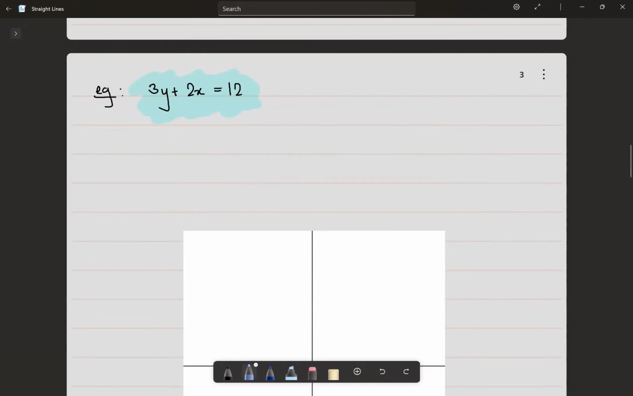In order to sketch this, we will again take at the x-axis, y is equal to 0, we know. So in the given equation, in place of y, we are going to put 0. From there, we will be able to solve for x, and the value of x comes as 6.